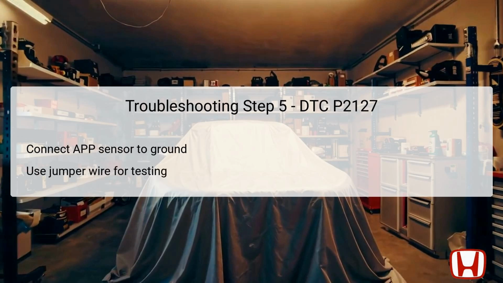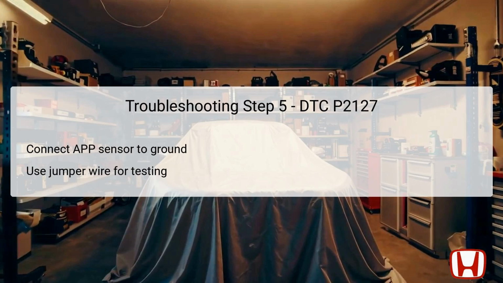The final troubleshooting step involves connecting APP sensor 6P connector terminal number 4 to body ground using a jumper wire. This procedure serves as a diagnostic method to evaluate if the APP sensor functions correctly when given a direct ground signal. If the sensor operates as it should in this configuration, it may indicate that the original issue was indeed with the wiring or connections, which directly impacted the sensor's performance.